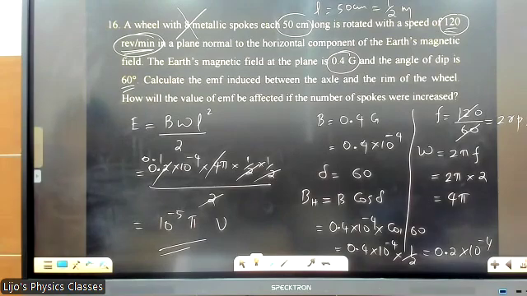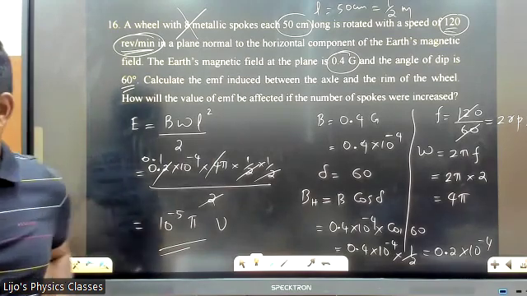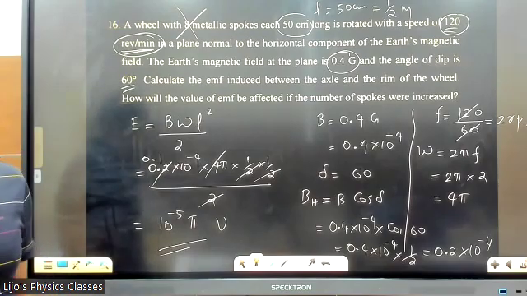Second part of this question. How will the value of EMF be affected if the number of spokes were increased? Will it matter? No. Nothing will happen, right? EMF won't be affected. So I'll do that very quickly one more time.